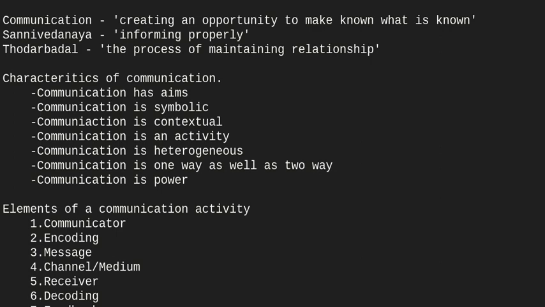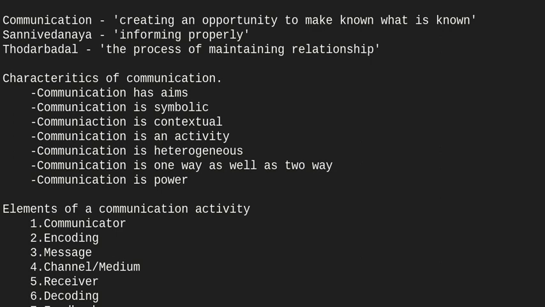Then we have to talk about the characteristics of communication. Communication has aims. Communication is symbolic. Communication is contextual. Communication is an activity. Communication is heterogeneous. Communication is one way as well as two way. Communication is power. So we have to learn this deeply, and also you have to remember examples to prove these facts. For an example, think about that one, has aims.